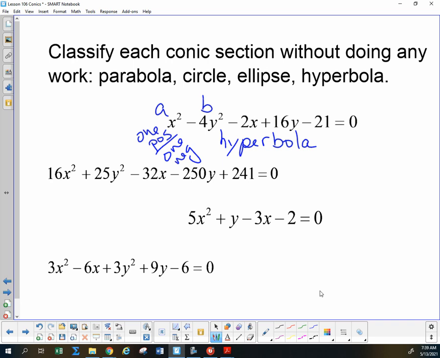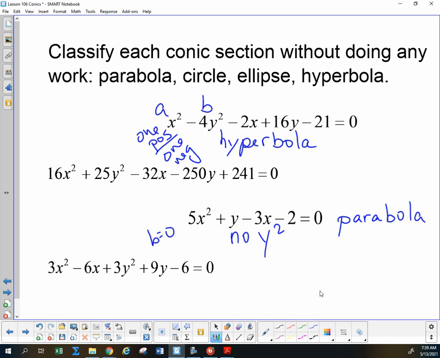Somebody want to help with one of the other ones? Ming. How do you know the third one is a parabola? So there's no y squared, or another way of saying that would be if b, the number in front of y squared, is 0. Okay, what about the other two? That leaves circle and ellipse.